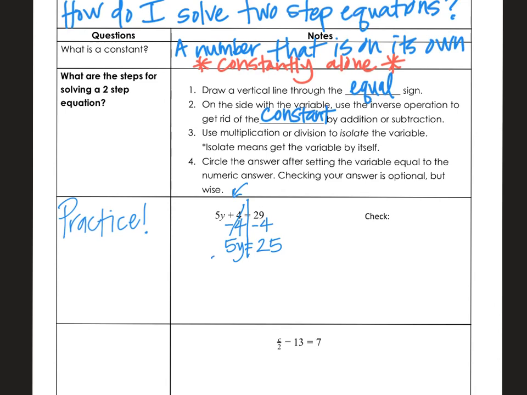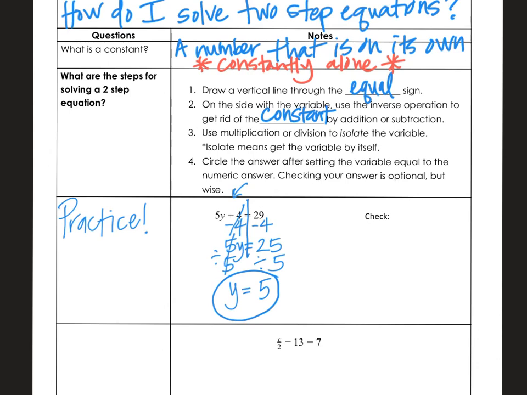So I'm going to divide by 5 on both sides. When I have 5 and I divide by 5, then I'm going to have y by itself. And then on the right-hand side, 25 divided by 5 is going to give me 5. So in this case, y equals 5. Now what I'm going to do is I'm going to check my answer, and this is great to do. This is optional, but it's great to do if you have extra time on a test or a quiz.